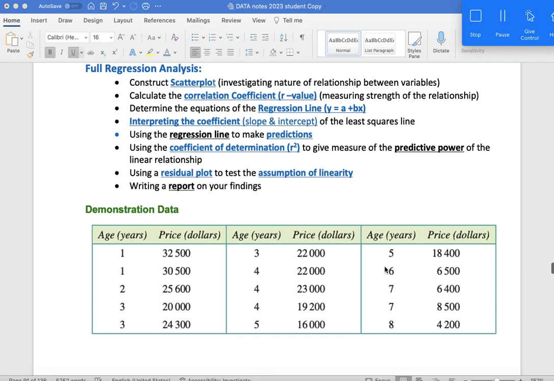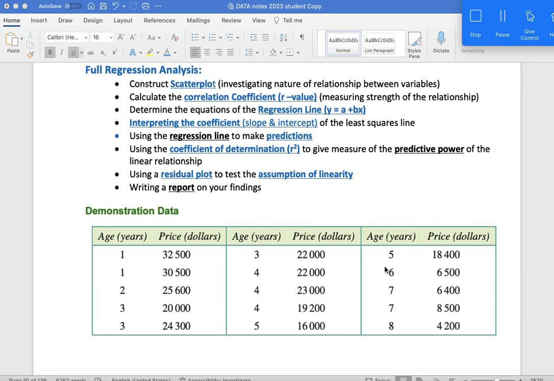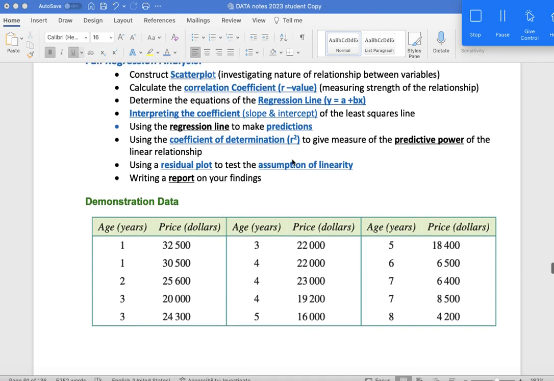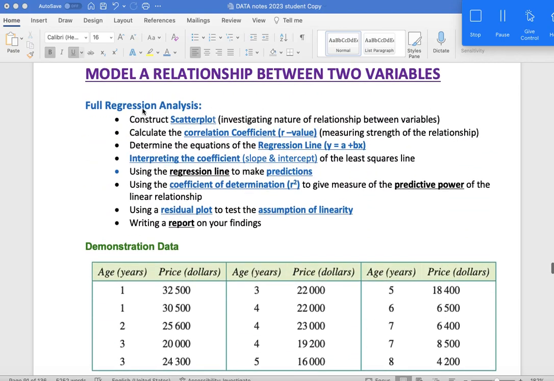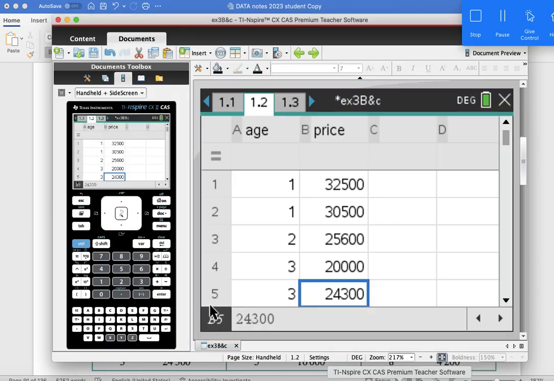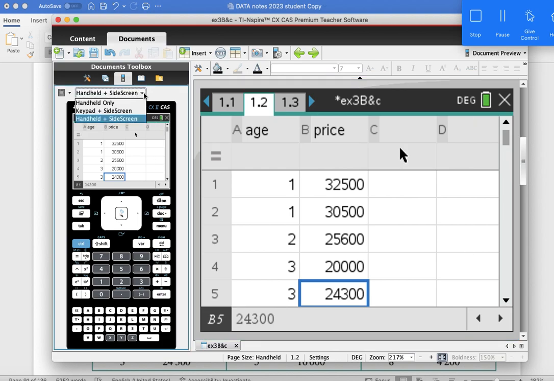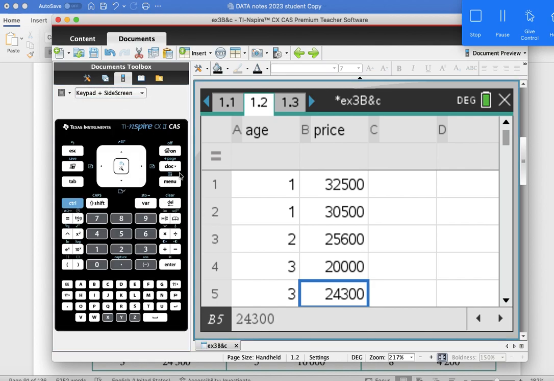To this data in. We've got the age and list, and we're going to go through the full regression analysis. All right, so the first thing, I'm going to follow this here. So I'm going to do it on our calculator with you now. So we've popped in our two lists, age and price. And the first thing that it's asking me to do is a scatter plot.